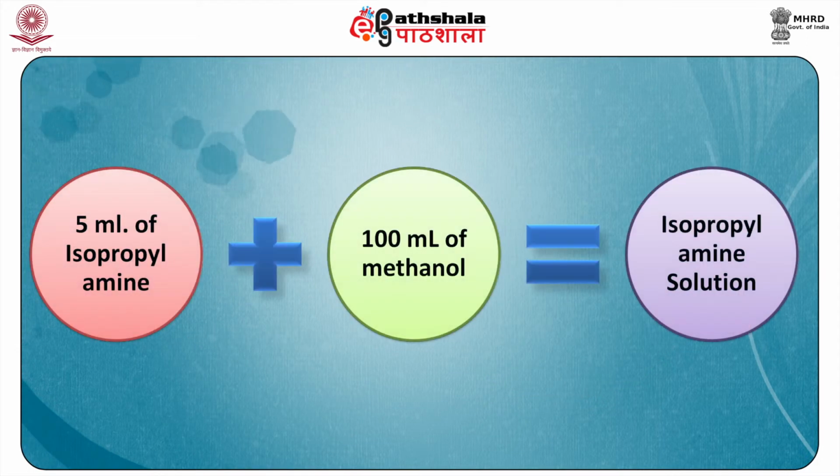For preparing isopropylamine solution, you can take 5 ml of isopropylamine and mix it with 100 ml of methanol. So, this is how you get the isopropylamine solution.